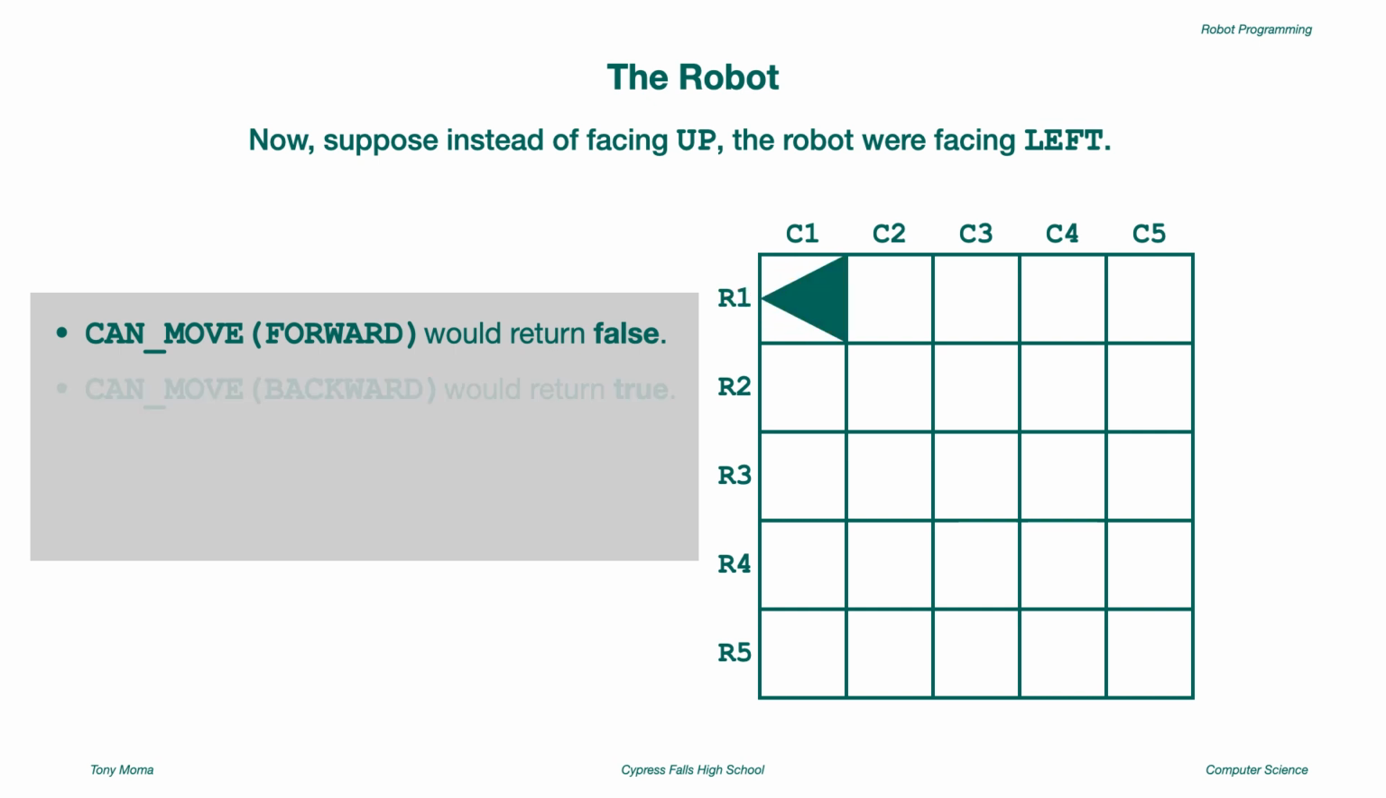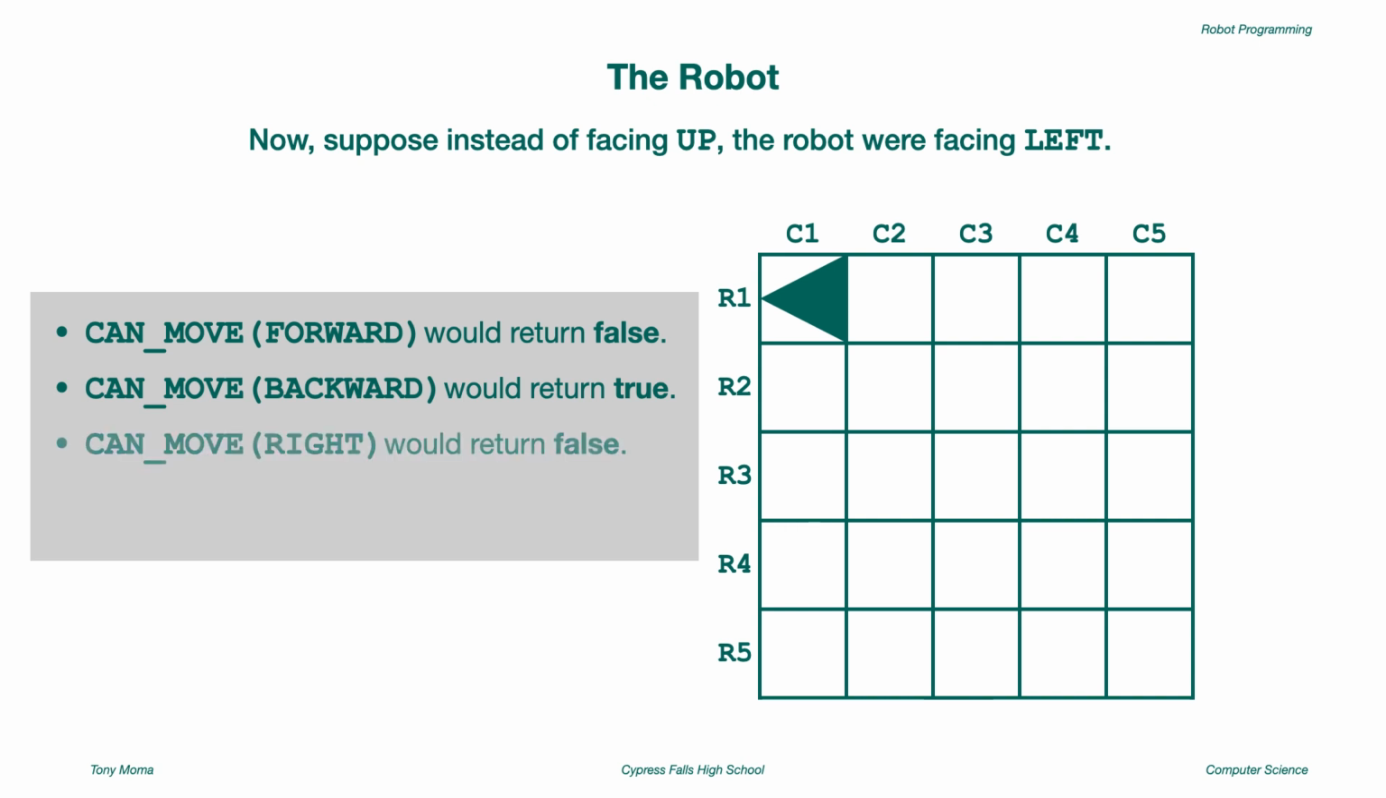However, canMove backward would return true because there is an open square in the backwards direction. Can move right would return false because if we rotate the robot right and move forward, we would not land in an open square. Can move left, however, returns true because if we rotate left and move forward, we would land in an open square.